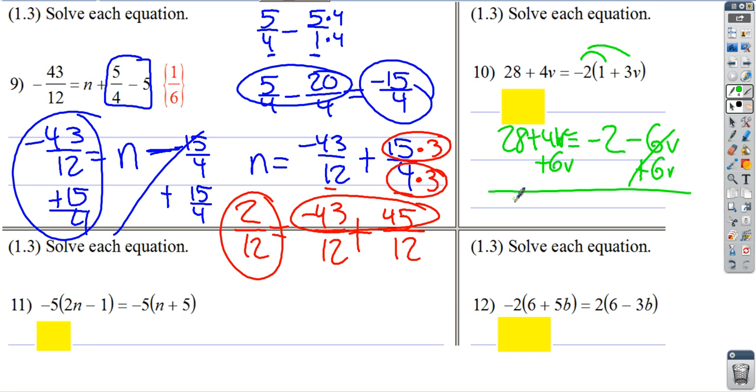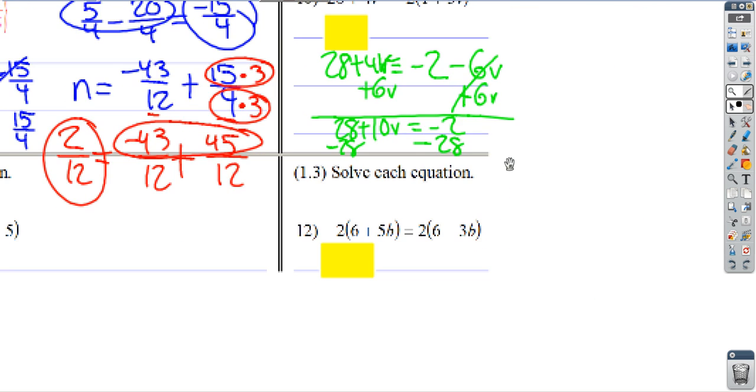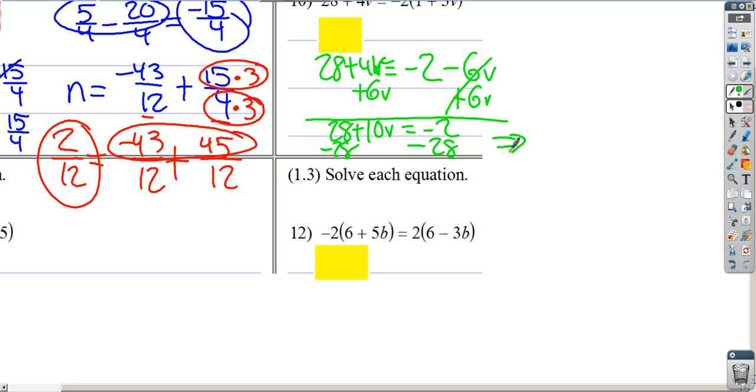Okay, so we're going to add those. We'll have 28 plus 4v plus 6v is 10v. And now I need to move this number over. So minus 28. Okay, so let me just clear that so we have some more space. So we're going to get this. We have those cancel. We have 10v equals this. Equals negative 2 minus 28, which is negative 30.